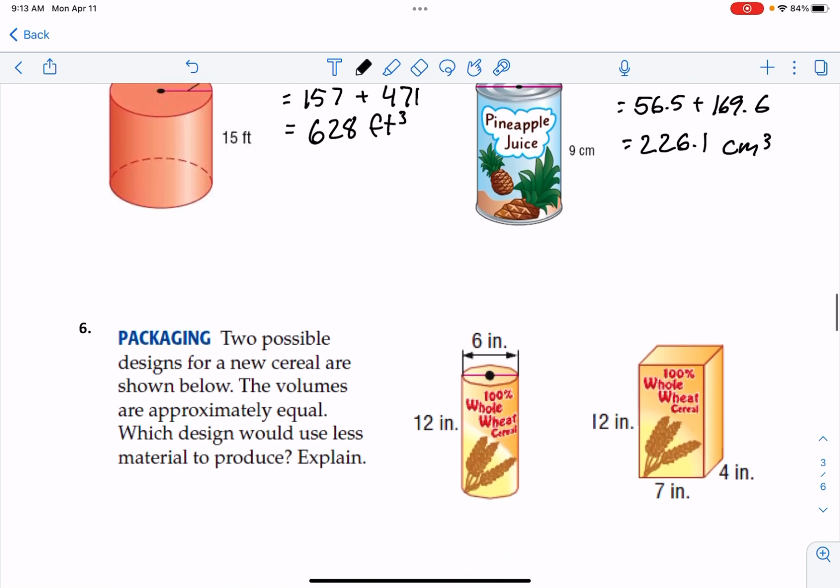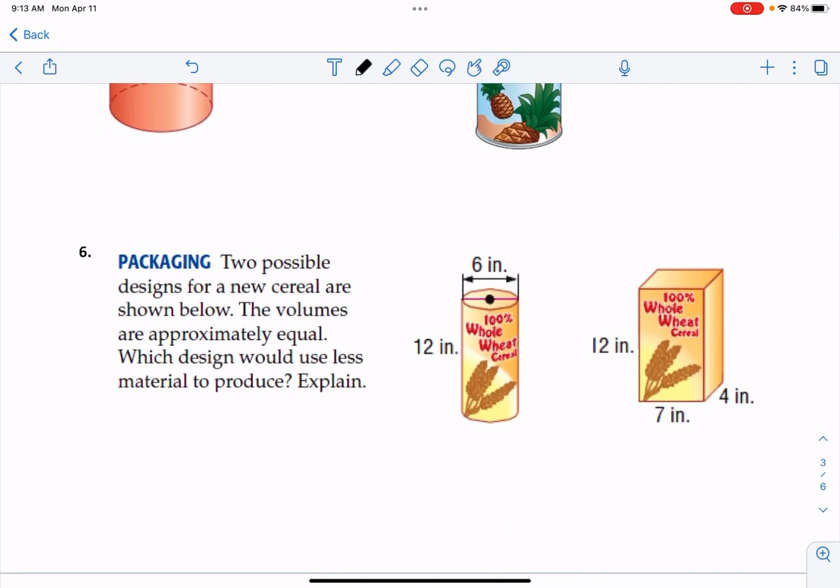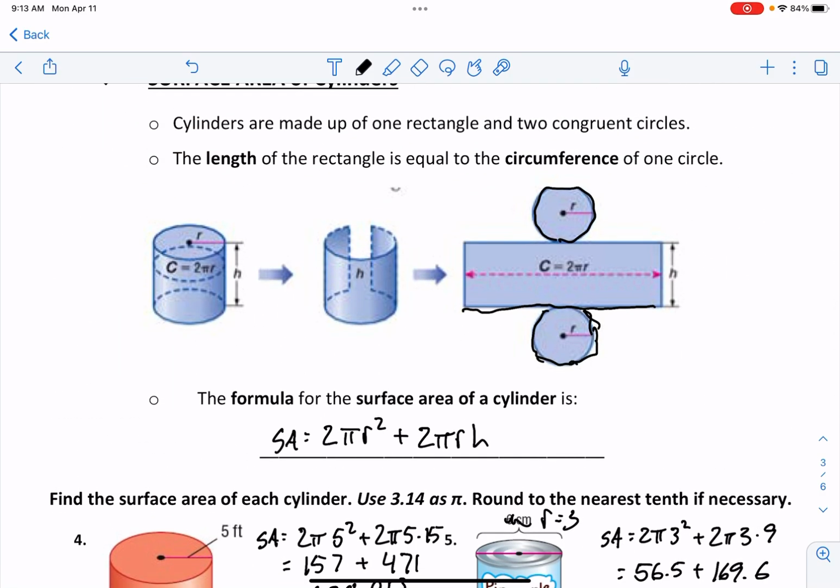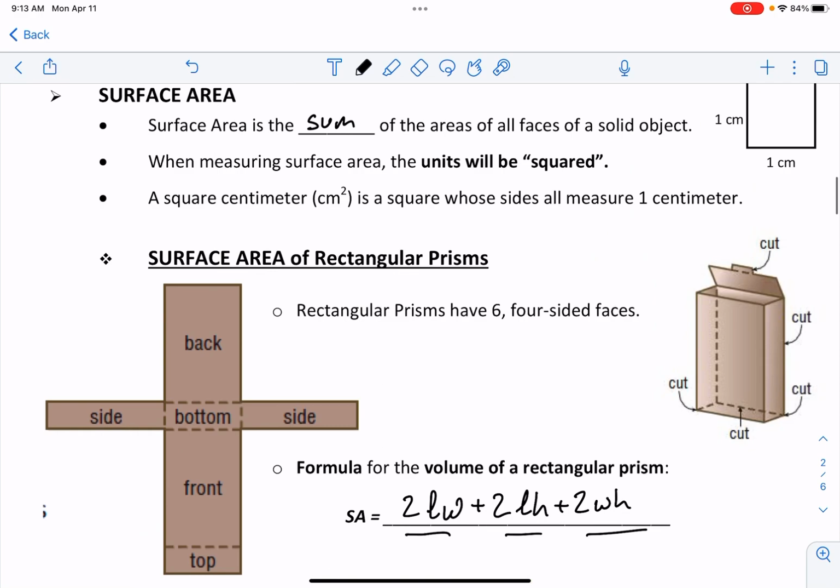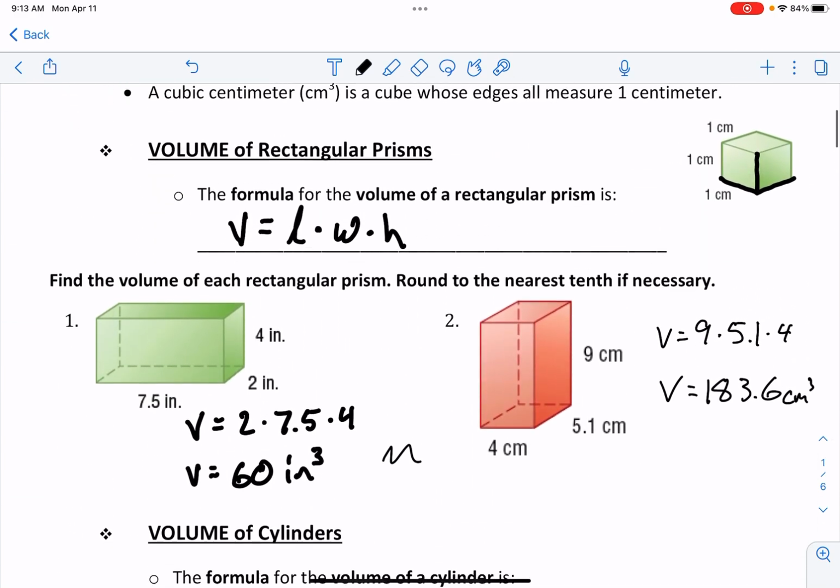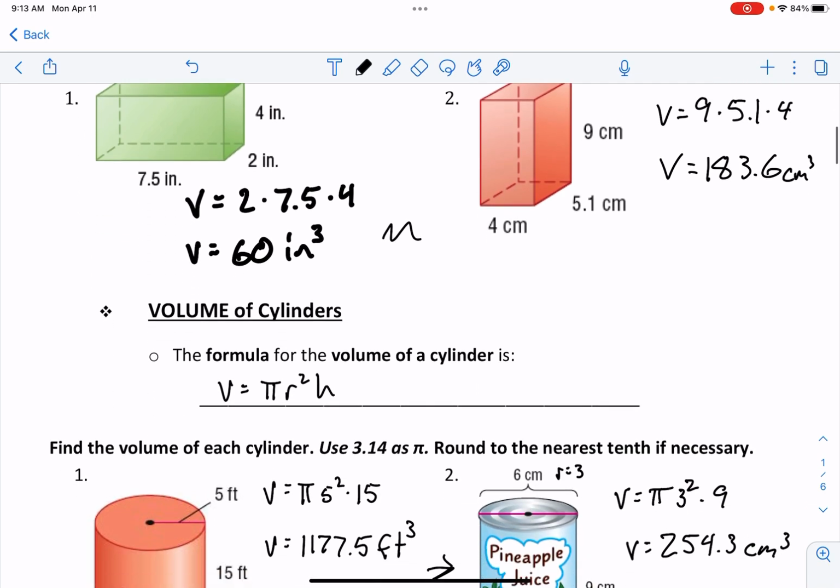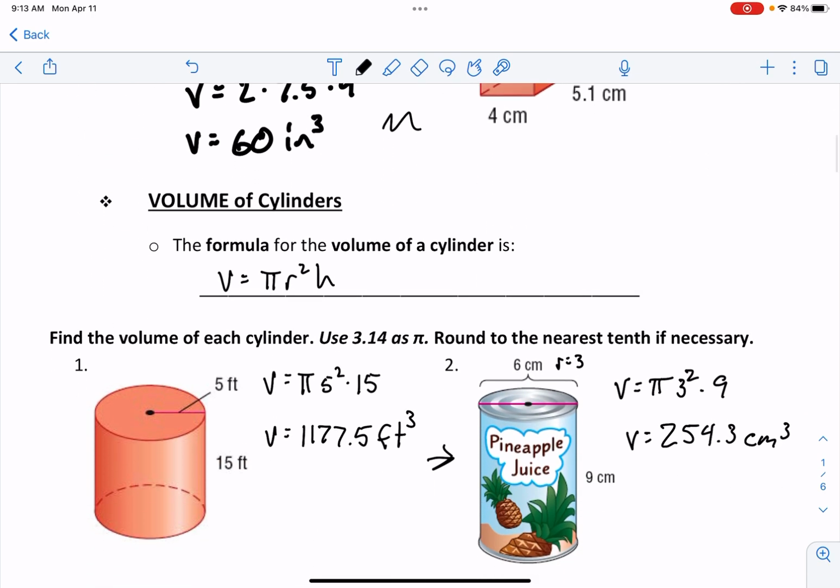So we'll let you try number 6 on your own as well. And that's about it for volume and surface area of these two things. We just have to keep in mind these 4 formulas that we were given. And remember, you don't have to memorize these. These will be given to you on whatever test you're taking. We've got volume of a rectangular prism, length times width times height. Got volume of a cylinder, pi times radius squared times height.